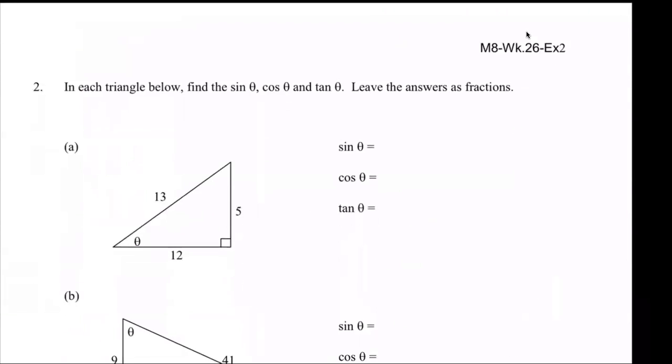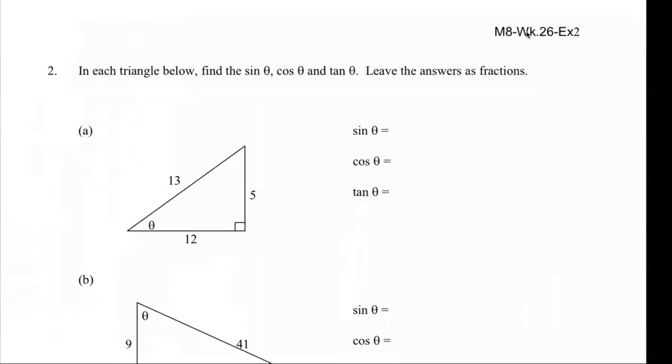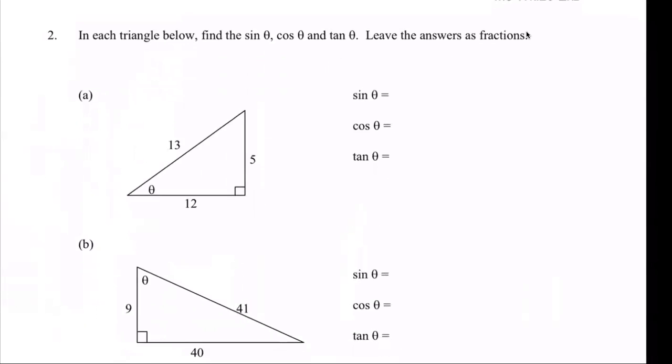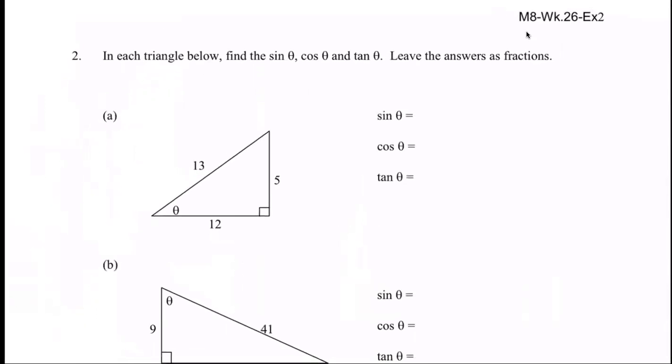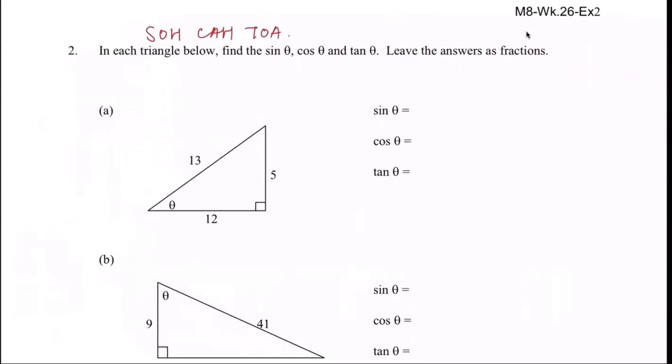Question number 2. In each triangle below, find sine theta, cosine theta, and tangent theta. Leave the answers as fractions. Remember, sine theta is equal to opposite side over hypotenuse. Cosine theta is equal to adjacent side over hypotenuse, and tangent theta is equal to opposite side over adjacent side. Keep this in mind.